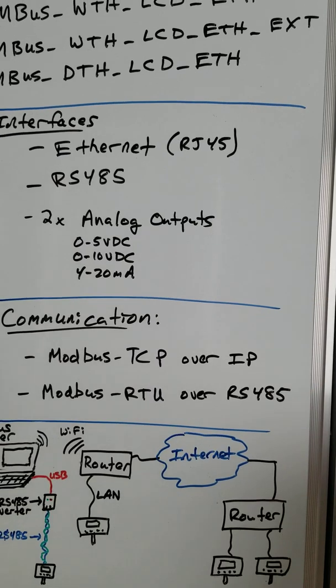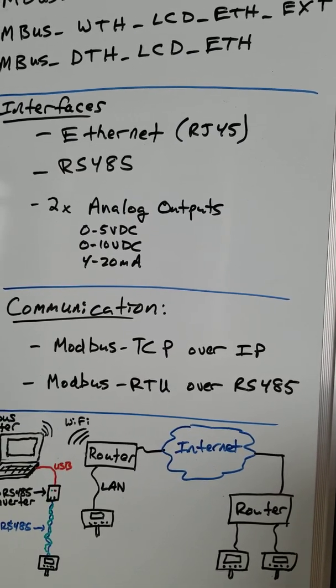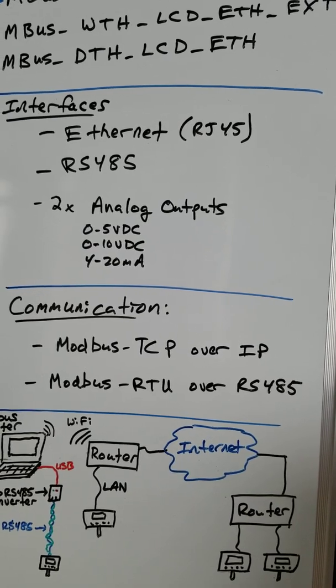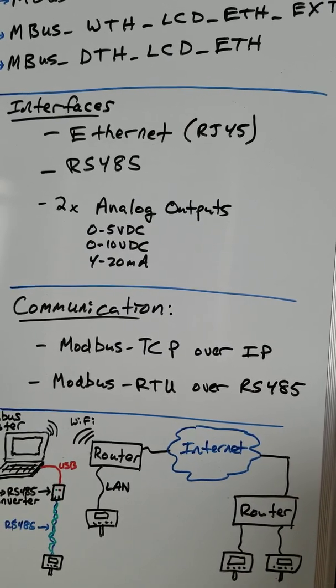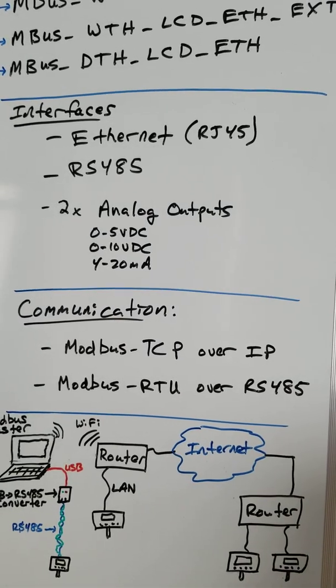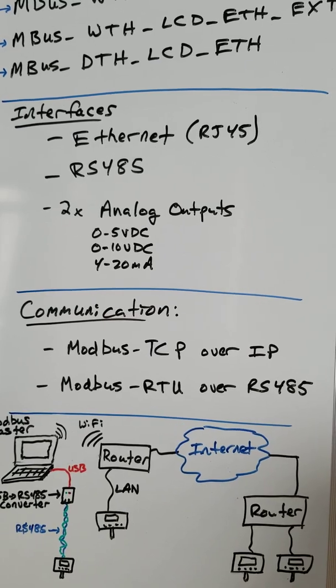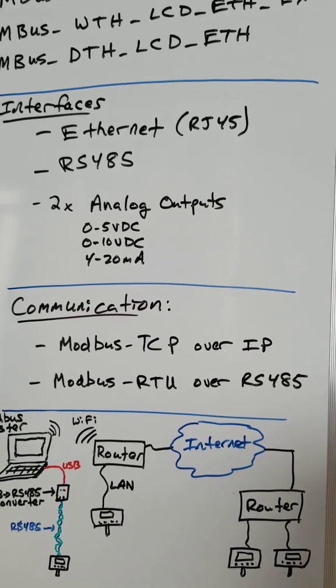And then they all have two analog outputs. And those analog outputs can be configured for 0 to 5 volts DC or 0 to 10 volts DC or 4 to 20 milliamp. And that's if you wanted to maybe use an external controller or a master controller or PLC to read the temperature and humidity from these guys electrically instead of communicating with Modbus.